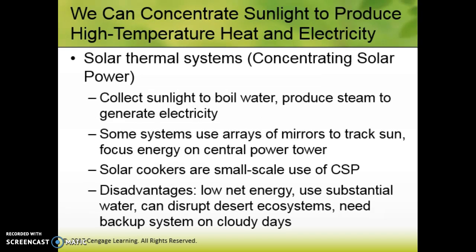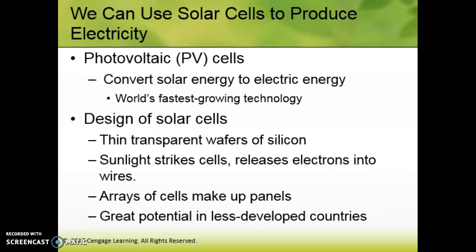We can concentrate sunlight. We can use these solar thermal systems. They're going to collect sunlight to boil water, produce steam, to generate electricity. Again, we just have to turn a turbine. So we're collecting the sun's energy and we're doing something with it to create electricity. Solar cookers are examples of those, but we're going to get low net energy. It's going to use a lot of water, can definitely disrupt desert ecosystems if we're building these in the desert. And then if it's cloudy, it just doesn't work.